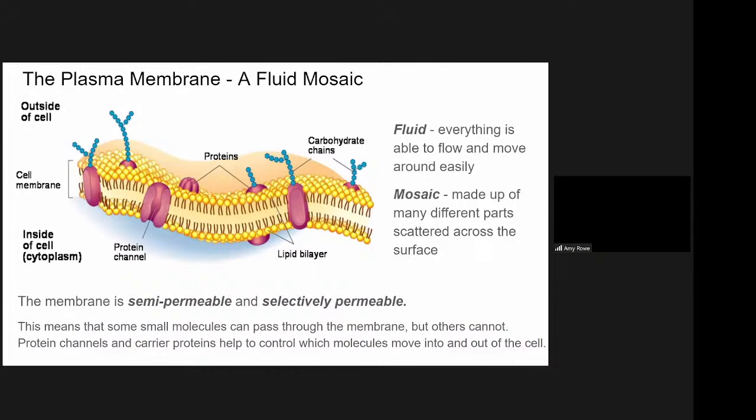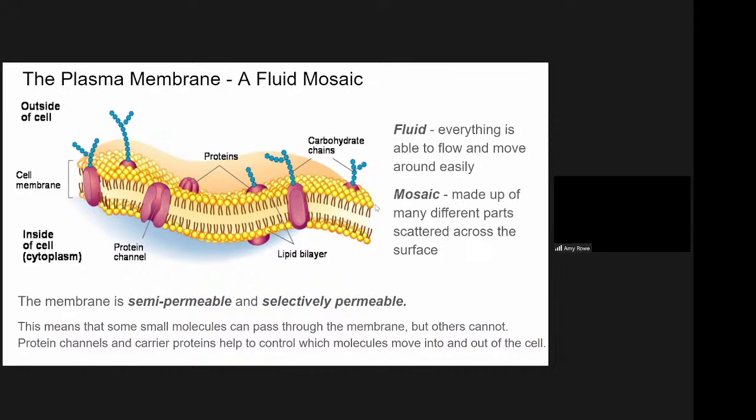If you can imagine a whole lot of polystyrene balls floating on the surface of a swimming pool. They're all packed together, but they're free to move. And that is a good representation of our phospholipid bilayer. The mosaic part means that our membrane is made up of lots and lots of different parts, lots of different proteins and other molecules that take part in our membrane.